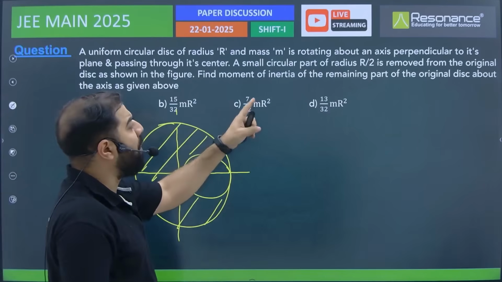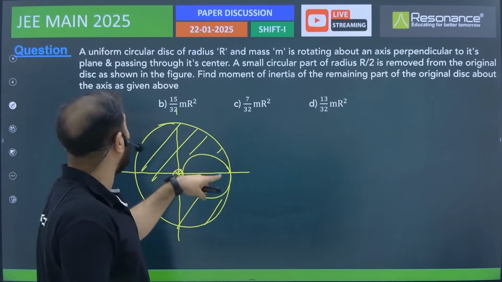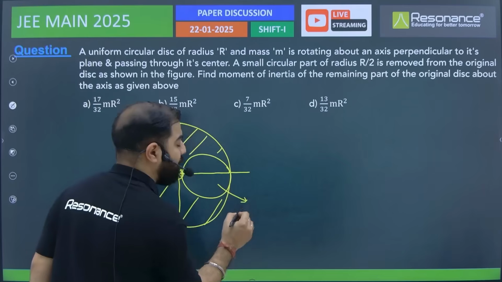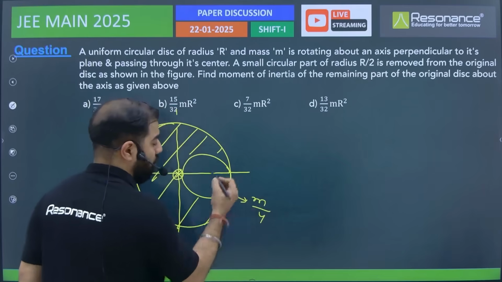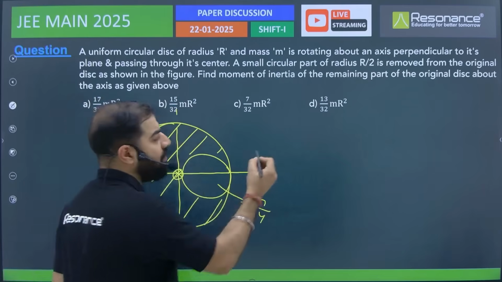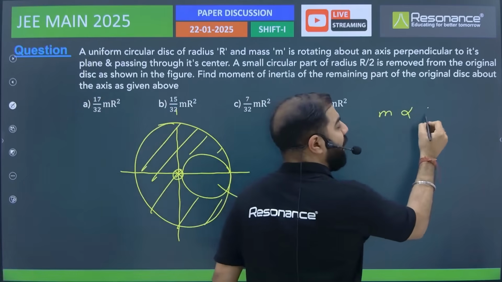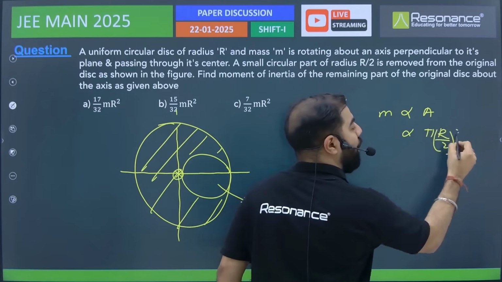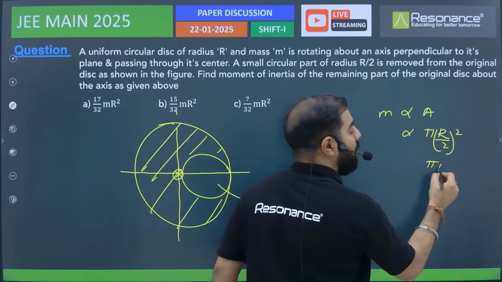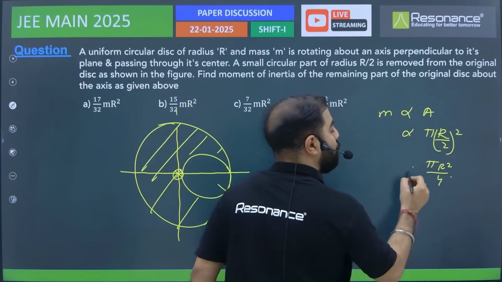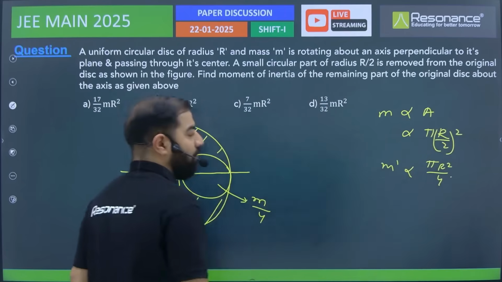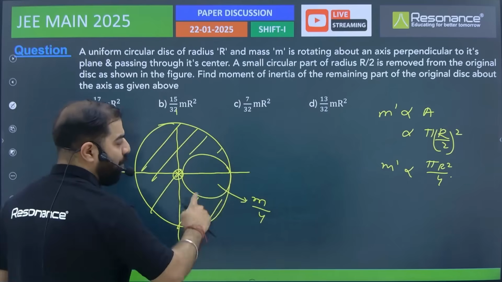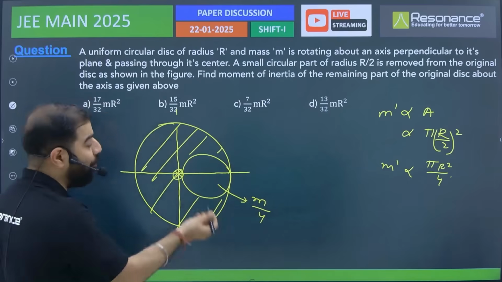So a small circular part of radius r/2 is removed from the original disk as shown. So what is the mass here then we can expect? The mass of this removed part will be m/4. How can we see this? Mass is proportional to the area, right? Which is pi (r/2) squared, which is pi r squared by 4. So if the original area is pi r squared and this area is pi r squared by 4, then the mass is also 1/4 of the original mass.